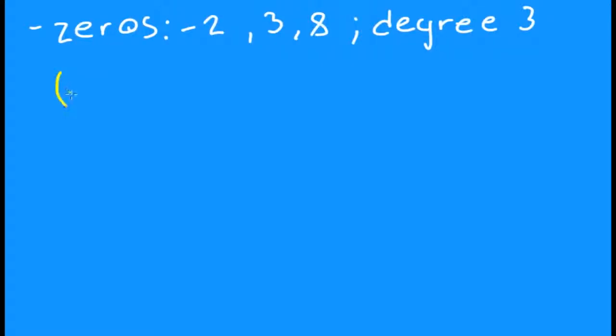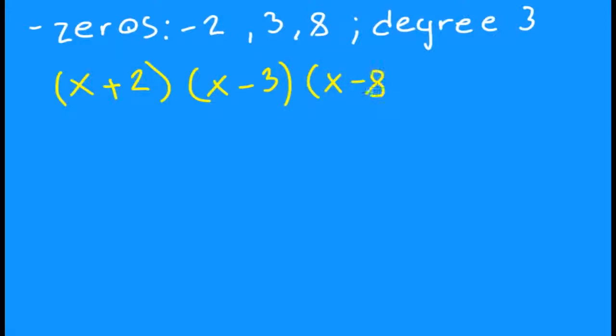You're gonna open a parenthesis. You're gonna write this x. Then you're gonna take the first zero, and you're gonna switch the sign. Switch from negative to positive. X plus 2. Then you're gonna switch from positive to negative. X minus 3. Then x minus 8. That's it. So now, as you see, here's your 2, your 3, your 8.